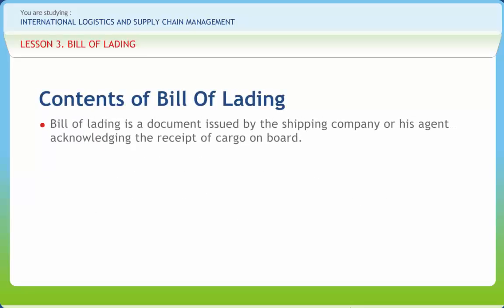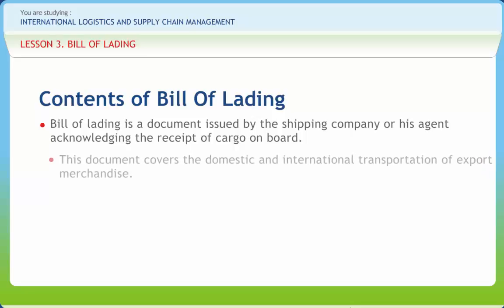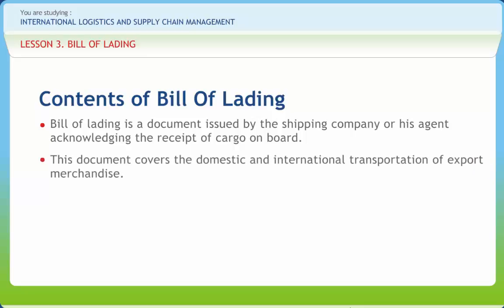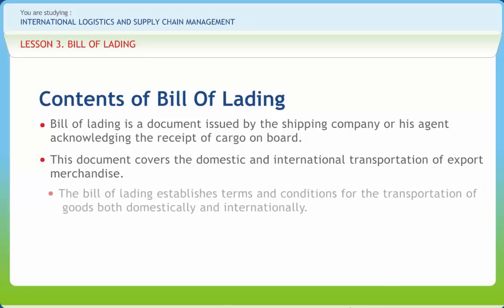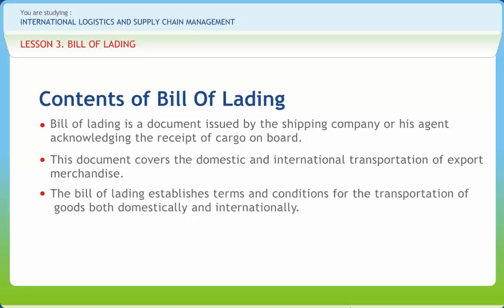Bill of lading is a document issued by the shipping company or his agent acknowledging the receipt of cargo on board. This is an undertaking to deliver the goods in the same order and condition as received to the consignee or his agent on receipt of freight the shipping company is entitled to. This document covers the domestic and international transportation of export merchandise. It provides the details of the agreed upon transportation between specific locations for a set monetary amount. The bill of lading establishes terms and conditions for the transportation of goods both domestically and internationally.